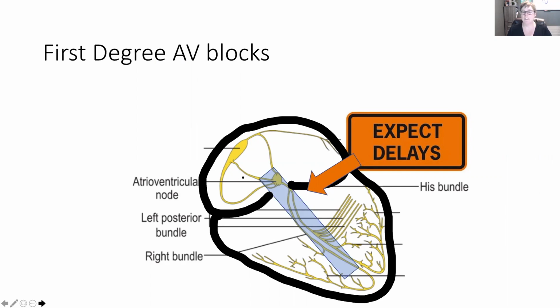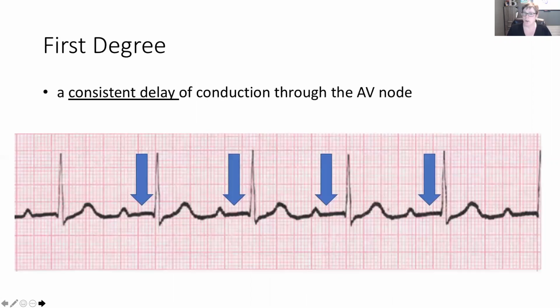This is the least troublesome of all the AV node blocks. However, it can turn into a more serious arrhythmia, so we do need to pay attention. Now, just like our previous blocks, this may be a temporary situation, as it could be related to medication administration. If you recall, calcium channel blockers, beta blockers, digoxin, or it can be more permanent.